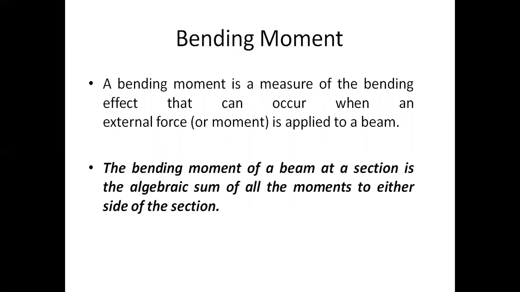So here is the definition of the bending moment of a section. The bending moment of a beam at a section is the algebraic sum of all the moments to either side of the section. If you take a section, there will be a left hand side and a right hand side. Take any one side of the section, not both sides. You take either the left hand side or the right hand side. So the bending moment of a beam at a section is the algebraic sum of all the moments to either side of the section. So this is what a bending moment is.